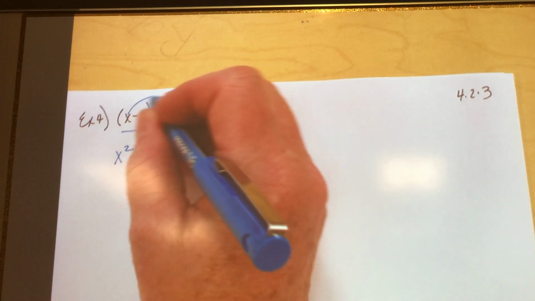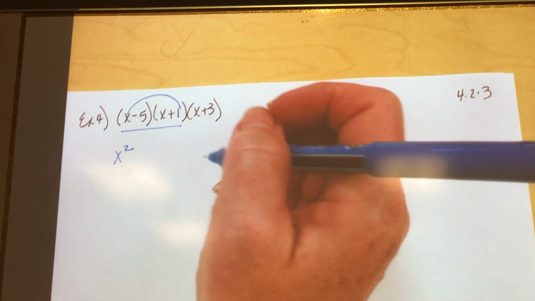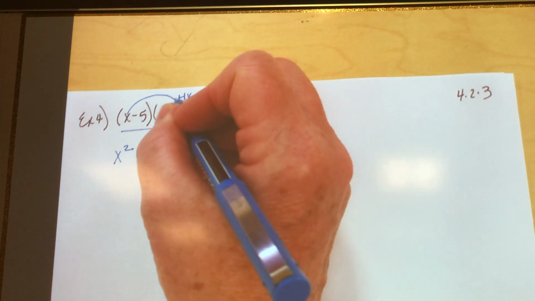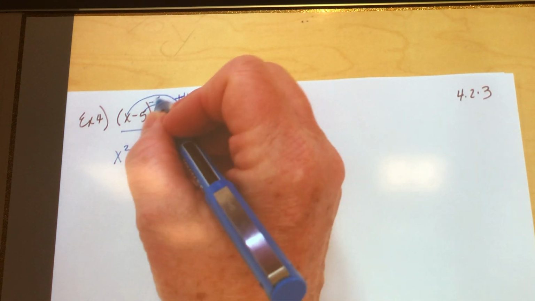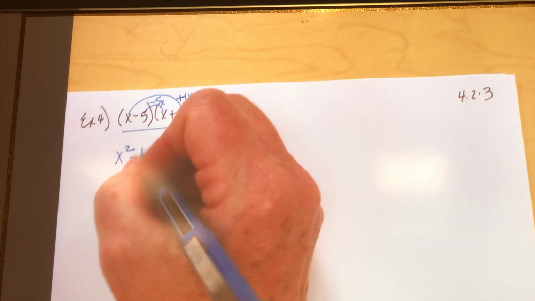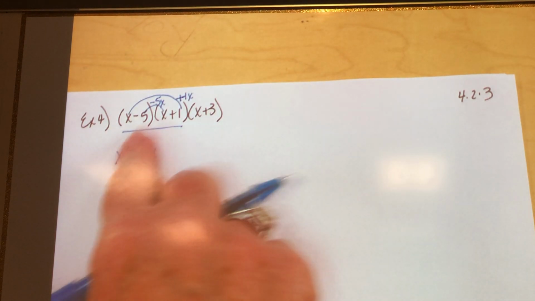And the outers, don't write it down there, people. Okay, the outers give you a positive 1x. And the inners give you a what? Negative 5x. What is positive 1x and negative 5x? Negative 4x. Perfect. What's negative 5 times 1?